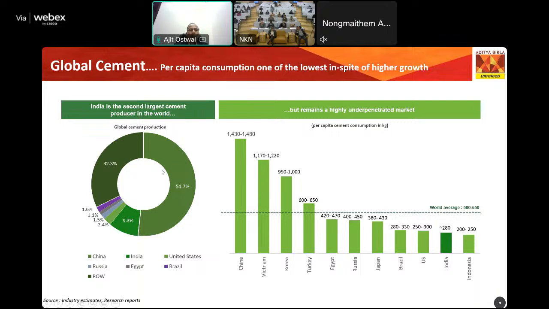In terms of cement capacity, China is the largest producer, producing almost 50% of world cement. India is the second largest producer. We are ahead of the United States of America. India's production share is 32.33%, so second largest player.